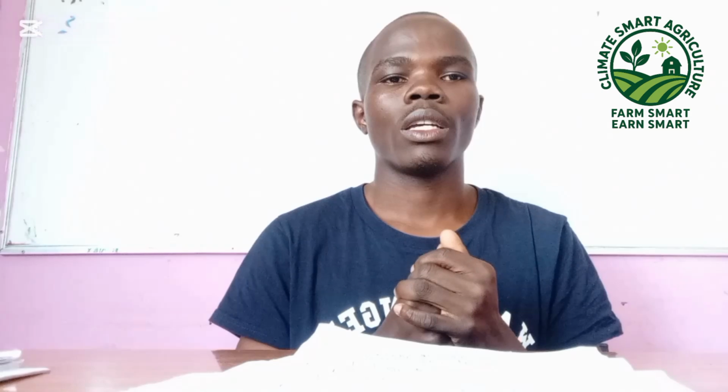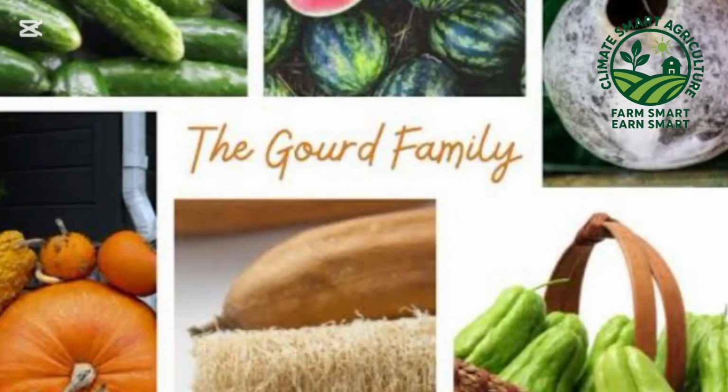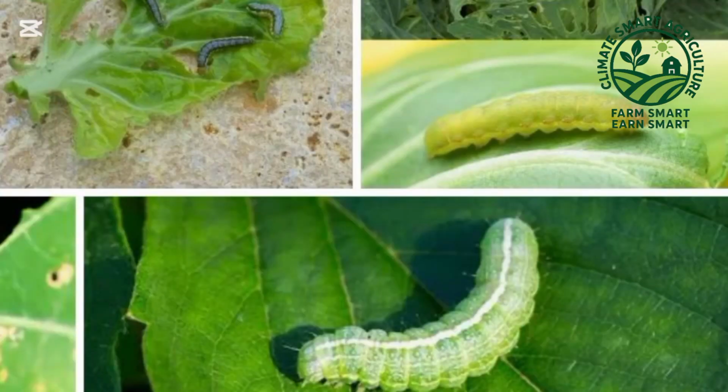You can also practice crop rotation. You can destroy the crop debris, in case you harvest the melons or maybe the pumpkins or the cucumber, you make sure that you dispose of those debris properly. The second bug I want to talk about is actually the cabbage worms.